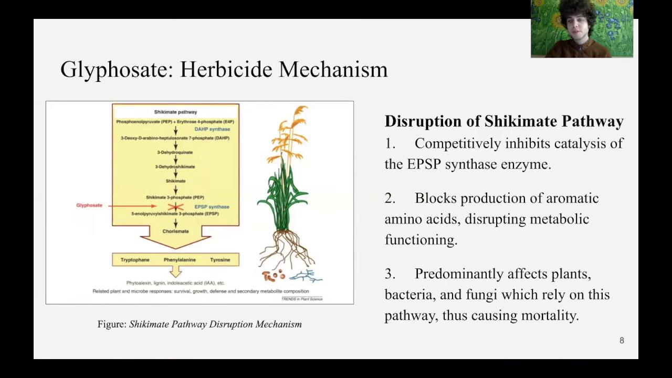So the mechanism for this herbicide is the disruption of the shikimate pathway, which is an important pathway for plants, bacteria, and fungi for the production of aromatic amino acids. In this, it competitively inhibits the catalysis of the EPSP synthase enzyme, thereby blocking this production, in the end, disrupting metabolic functioning and causing mortality.